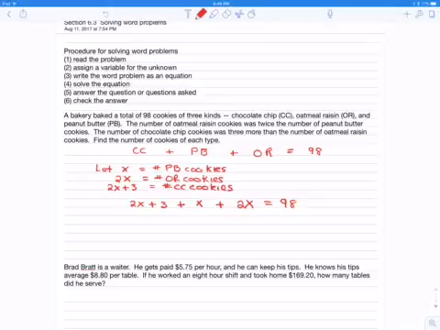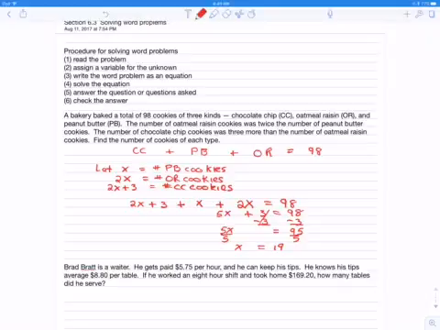If I collect like terms, 2x plus 2x is 5x plus 3 equals 98. Subtracting 3 from both sides, we get 5x equals 95. Divide both sides by 5. I get x equals 19. So the solution to the equation is 19, but that's not the answer to the question. The question is how many of each type of cookies.